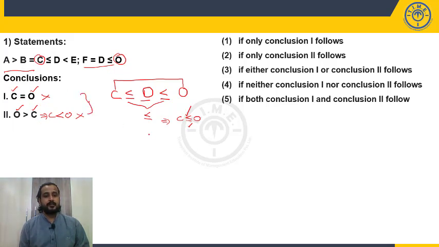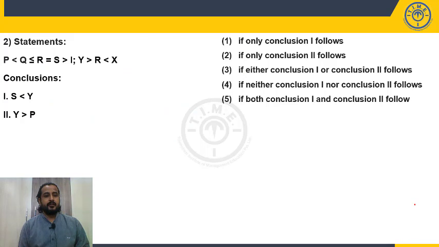So what is the answer that I need to choose in this case? Third one. Either conclusion 1 or conclusion 2 follows. So it is choice 3. And remember, inequalities questions are very easy and doable questions in the exam. Okay. So choice 3. Fine.